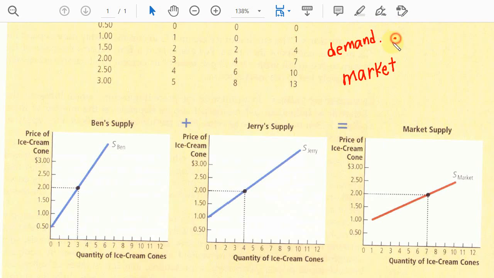We will see the relations between demand and supply, and how these two functions work in the real market. So for this, we need to understand the market first. What is the market and what is competition?